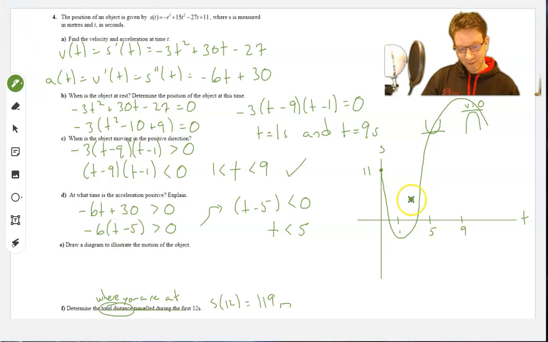Yes. So once again, the last question, I'm just going to change it since it's a 1-mark question. Determine where you are at 12 seconds. That's just the picky physics teacher in me. Total distance would be adding up everything. So just put in 12 for t in s, and you'll get 119 meters.